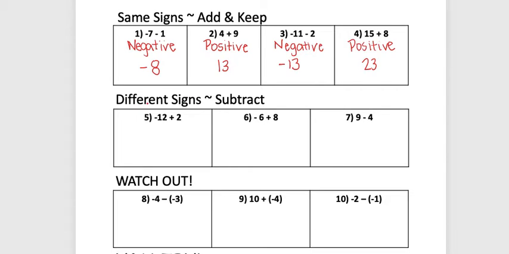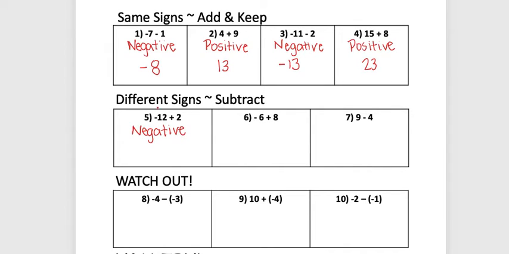Now we're going to talk about different signs. When we have different signs, we subtract. So when we are looking at questions 5 through 7, the saying goes: different signs subtract, and you take the sign of the bigger number. So when we look at the numbers, we have 12 and 2. Well, 12 is bigger, and that 12 is negative, so my answer is going to be negative.